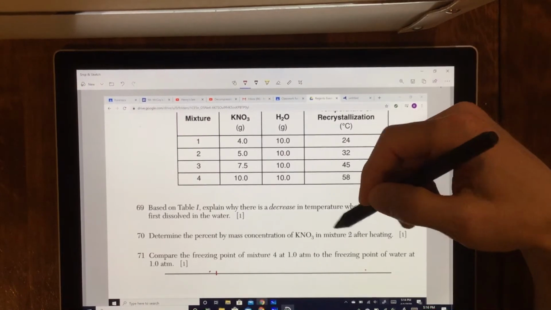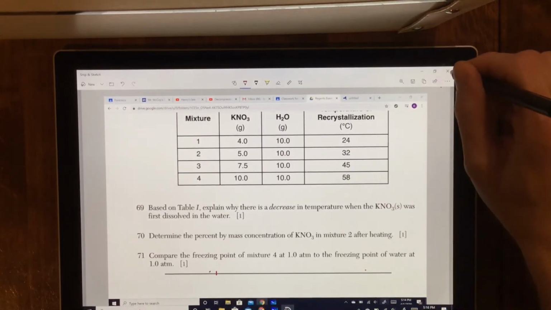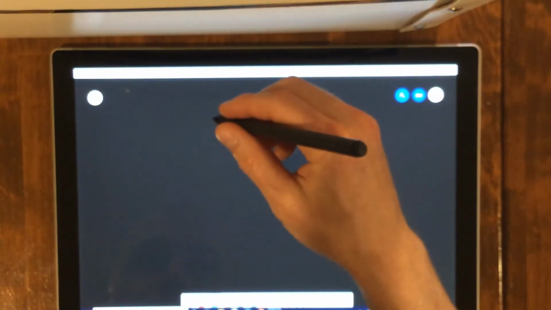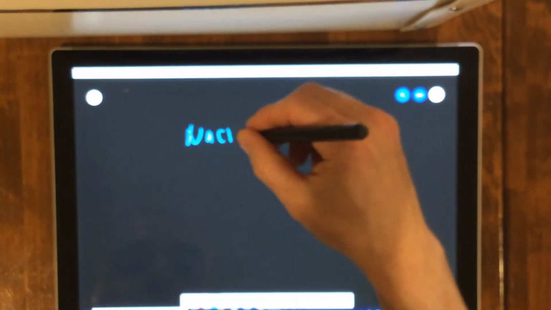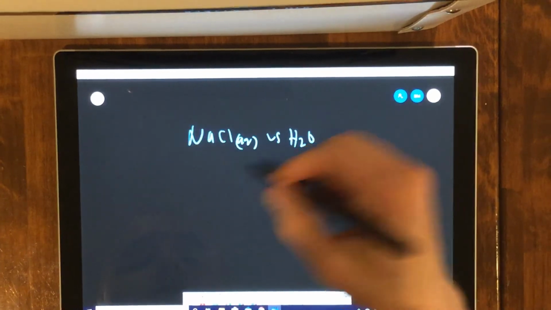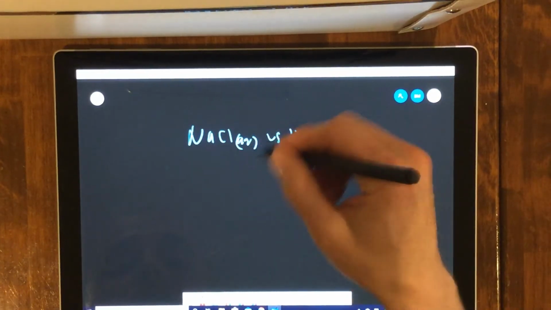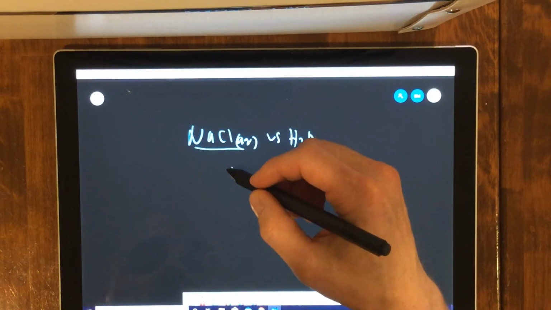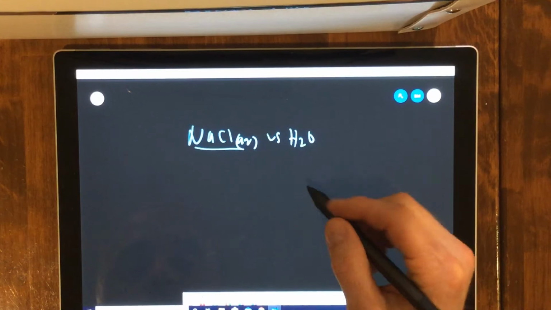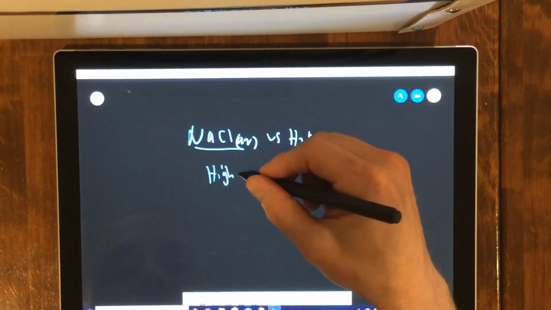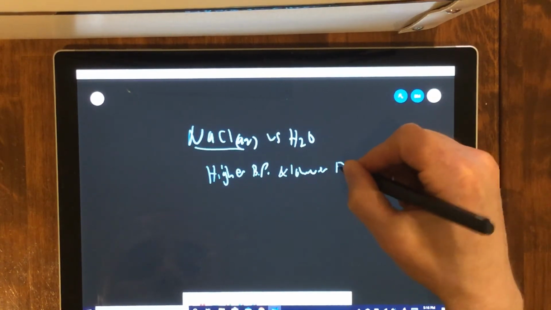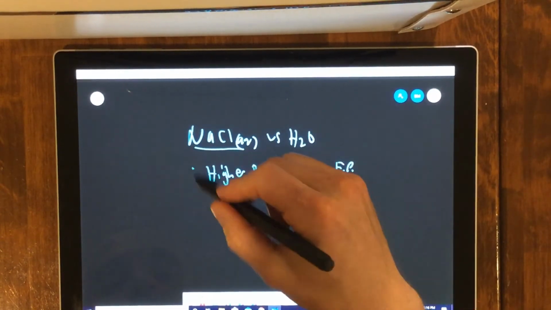Typically, they're multiple choice where they'll give you something like this. They'll say, all right, NaCl(aq) versus H2O, and they'll ask which of the following is true of NaCl? And they'll give you 4 choices. They'll say higher boiling point and lower freezing point. And that's the answer. So if that's number 1, that's the answer.